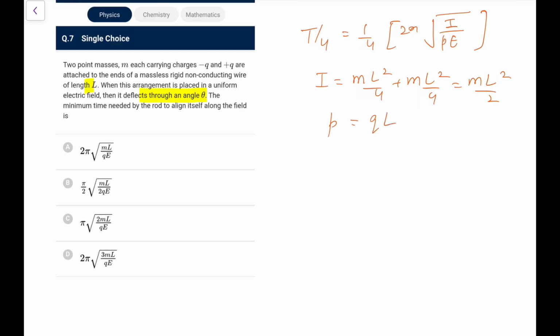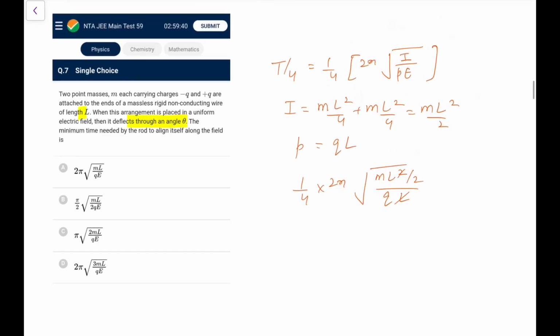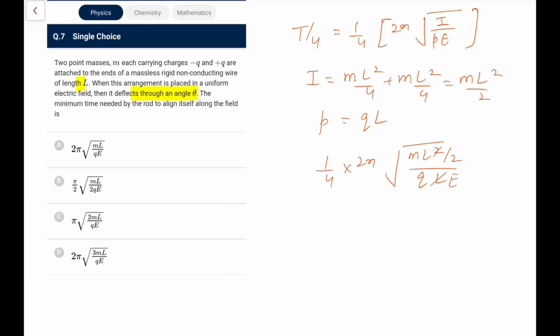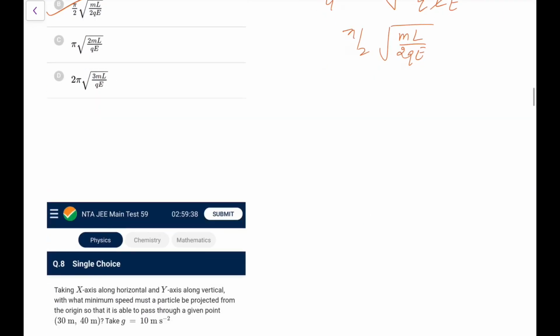And this P is equal to QD, that is equal to QL. So if I do this, I by E, one L gets cancelled, and this would be 1 upon 4 into 2 pi under root of I. I is ml square by 2 upon QL. And E also, don't forget that. So 2QE we will get here, and this we can write as pi by 2 under root of ml upon 2QE. This is option number B. Go for it. Now go for the next one.